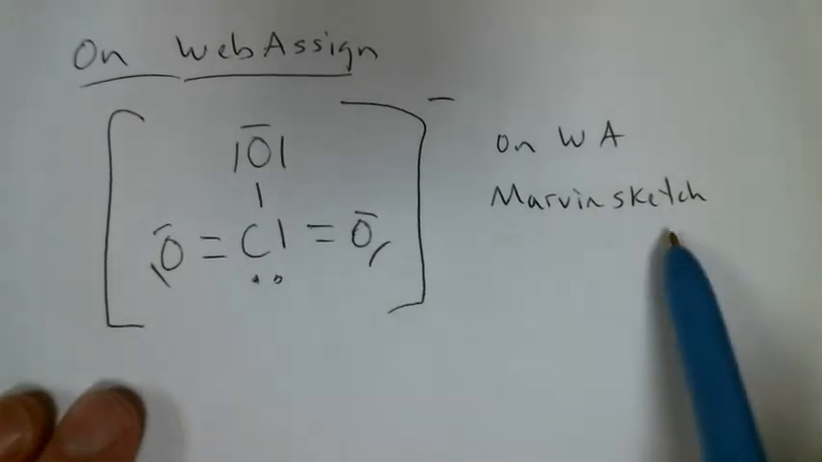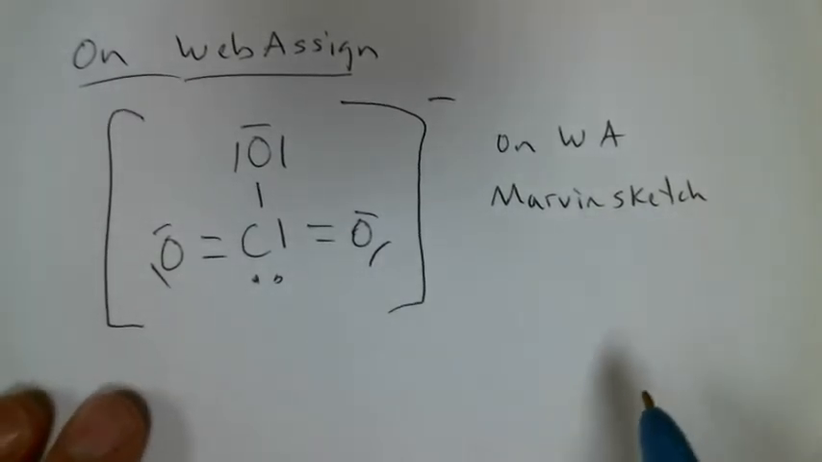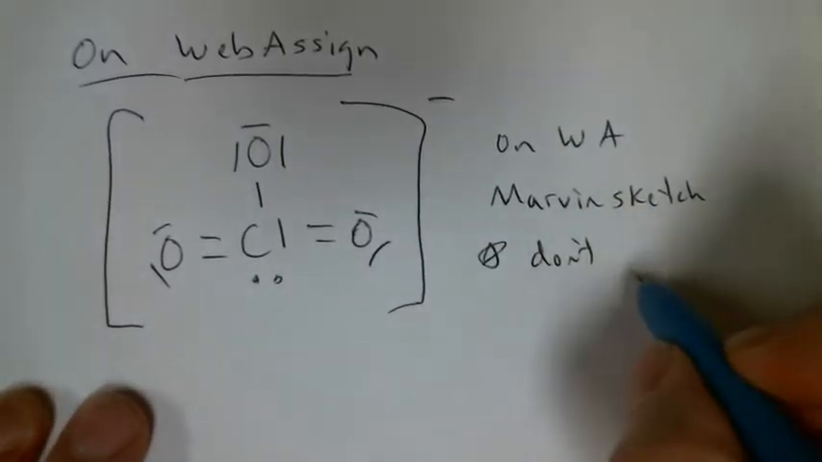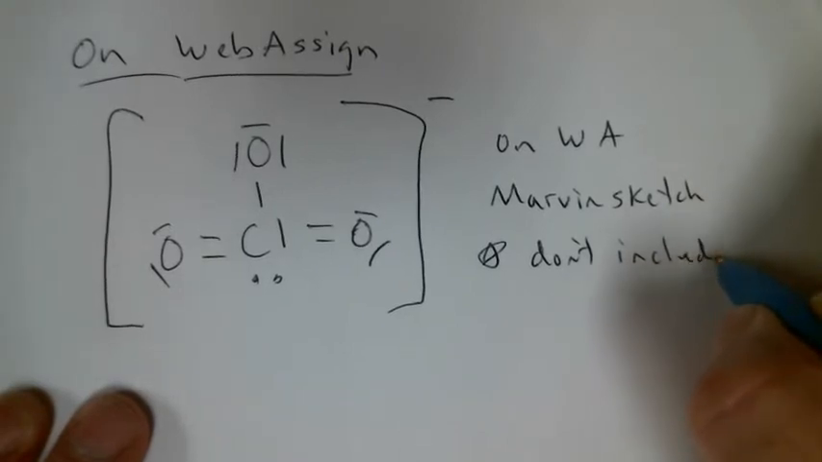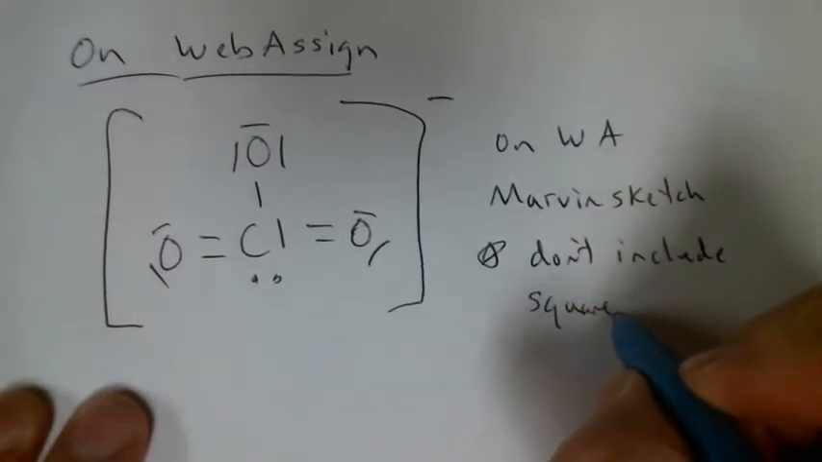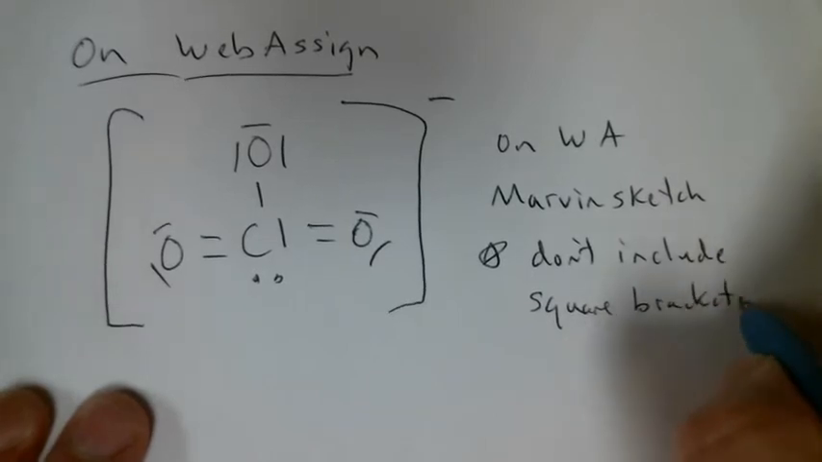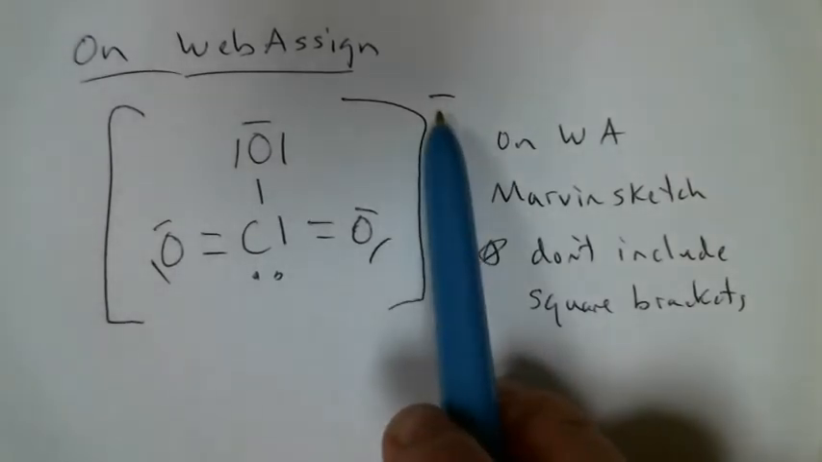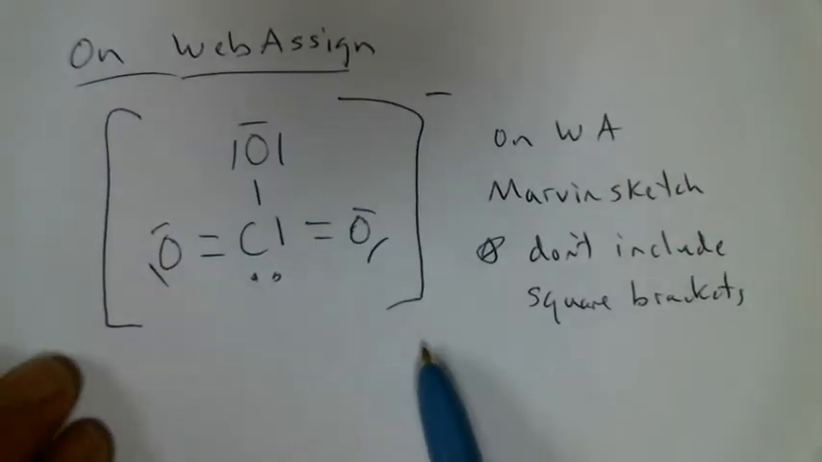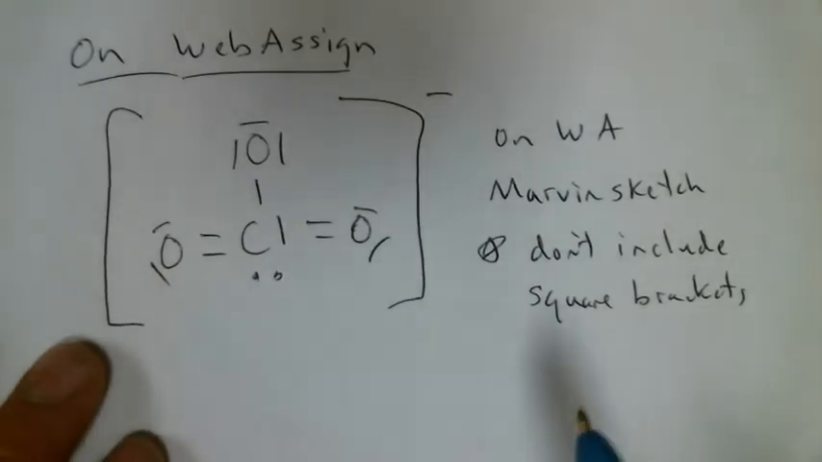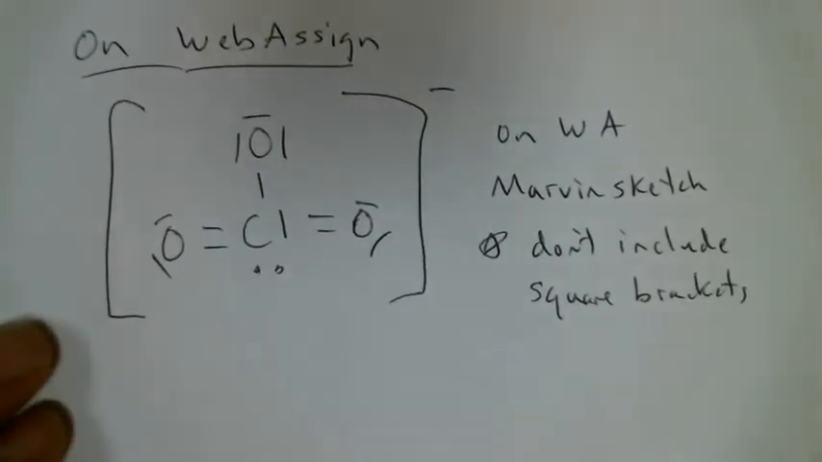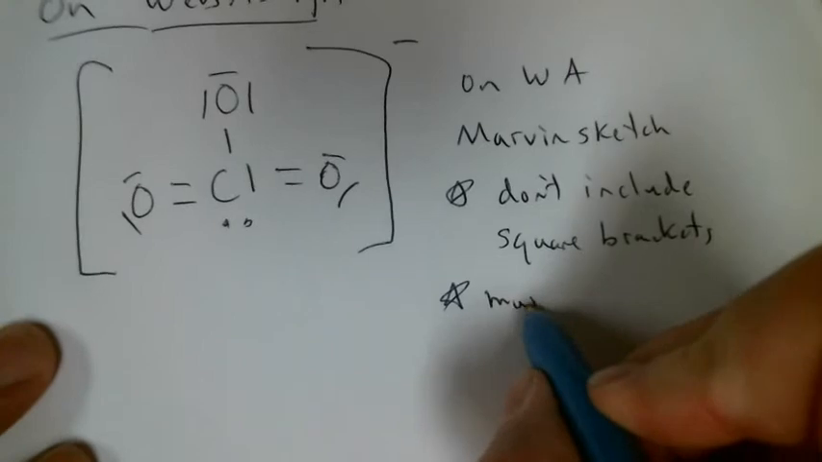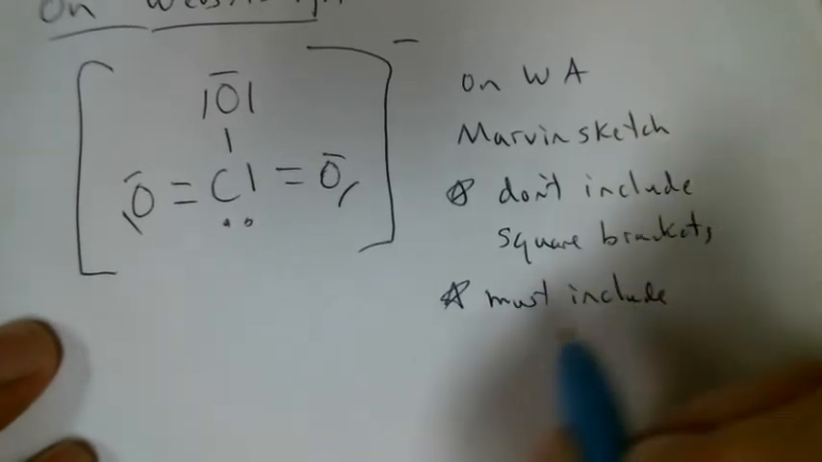But when you're drawing on any program, we won't include the square brackets like we would when we're drawing it on paper or in a diagram in a book. So what I'm saying is you can't add anything extra into that Marvin Sketch. And normally we haven't indicated where the charge resides in the polyatomic ion, but in chemical drawing software, we have to do that. So for a polyatomic ion, you must include formal charges.